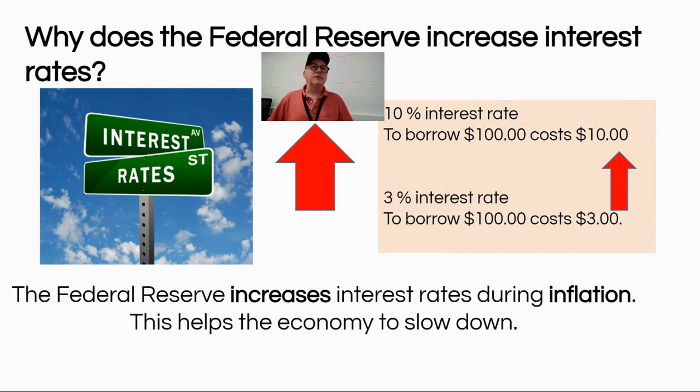Here we go. Why does the Federal Reserve increase interest rates? The Federal Reserve increases interest rates during inflation. This helps the economy to slow down. During periods of inflation, prices are going up. When people get their money from a paycheck, they want to spend that money immediately. They go to Walmart and they buy things. If the government increases the interest rate, it is more difficult to borrow money to buy things. And so people will buy less, and hopefully prices will go down.